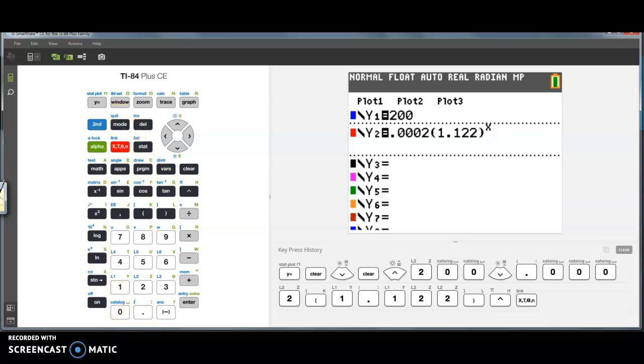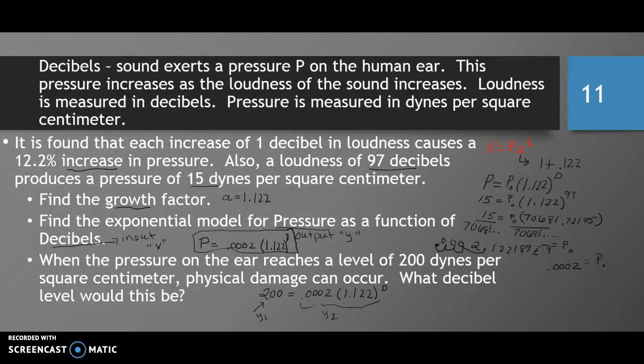Now I have to think about how to set up my window. So when I look back at my formula and I look at the ordered pair that it had given me, a pressure of 15 when the input, the decibels, were 97, I want to get the whole way up to a pressure level of 200. So I'm going to have decibels that are considerably bigger than 97. Decibels, or that 97, is my x, and the pressure is my y.